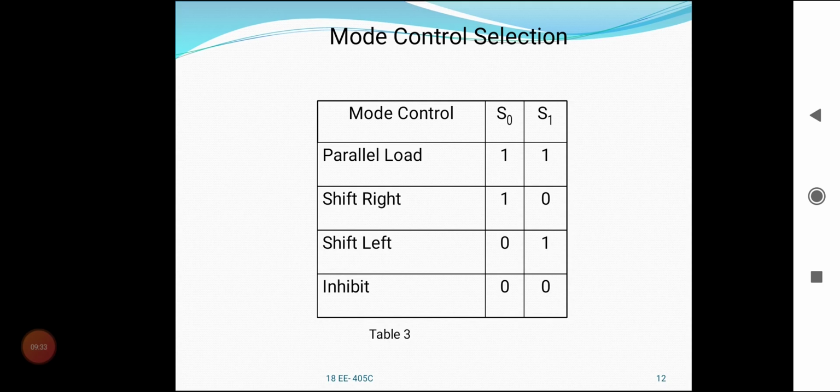Mode control selection: parallel load. When S0 and S1 are 1-1, the parallel load will happen, and parallel load is taken by the universal shift register. Shift right: S0 is 1, S1 is 0, then the shift right operation will happen. Shift left: S1 is high, S0 is low, then data shifting left will happen. So in the inhibit operation 0 0, the parallel loaded data will be held.